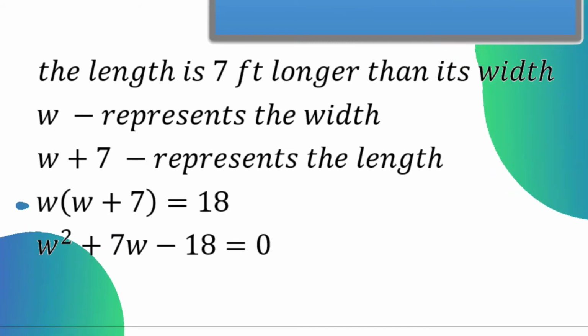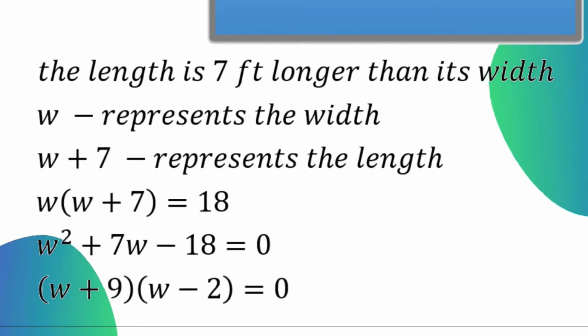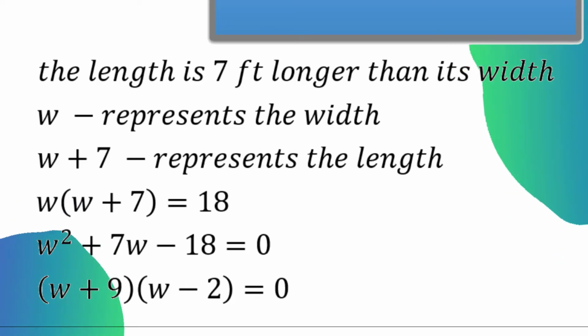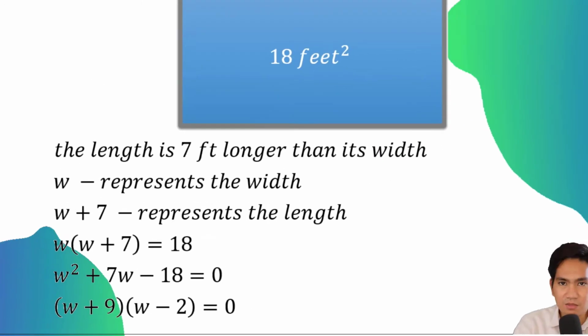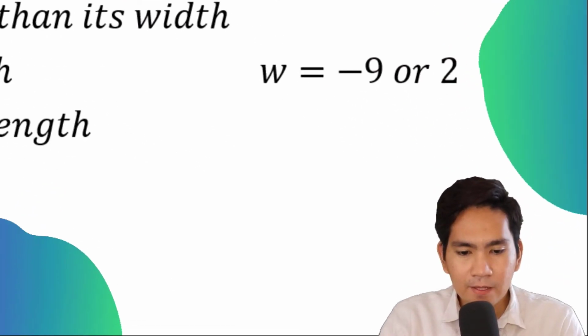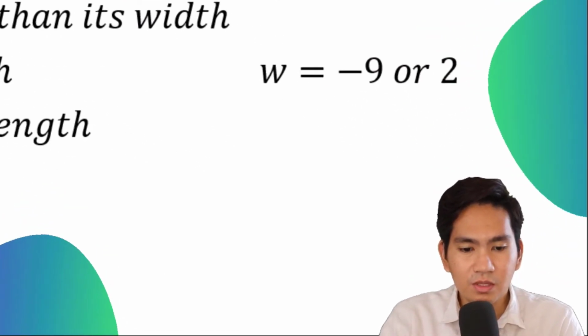We are actually solving this quadratic equation. To solve this one, we have to think of factors of 18 that when added, the answer is 7. Therefore, we come up with this one: (w + 9)(w - 2) = 0. You can see here that 9 times negative 2 gives us negative 18, but when added, 9 plus negative 2 gives us positive 7. So therefore, the values of w are negative 9 or positive 2.